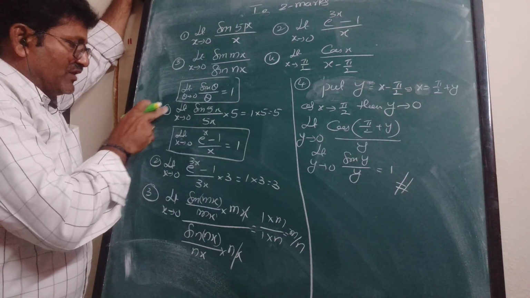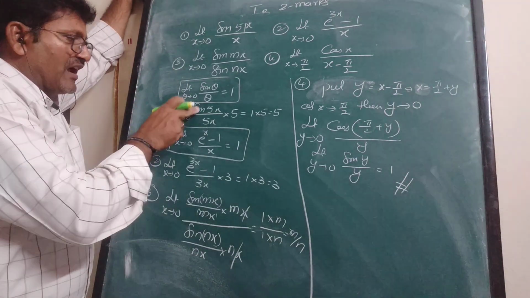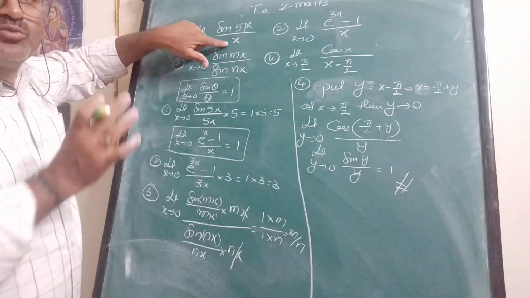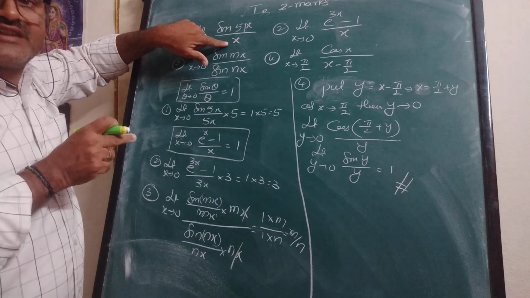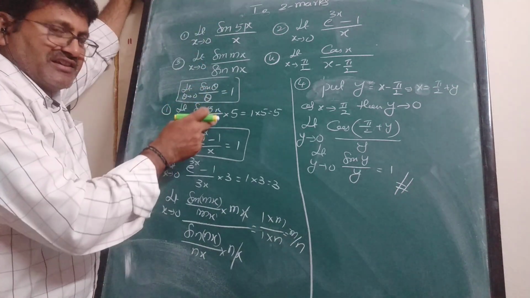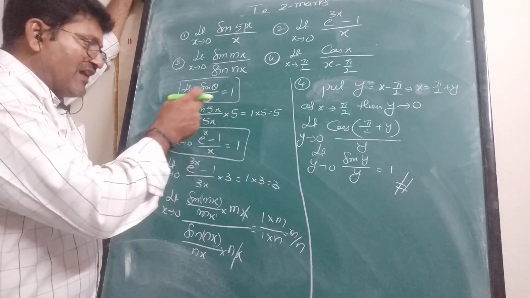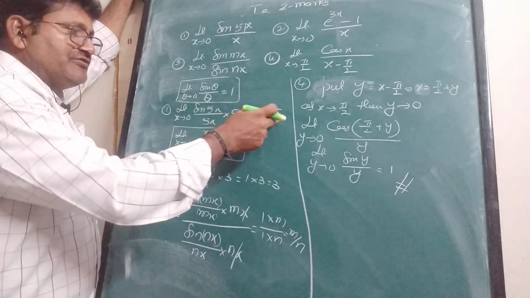First one, limit x tends to 0 sin 5x by x. How much is required to make the angle and the denominator both equal? 5 is required. So 5 is multiplied and divided here. It becomes sin 5x by 5x into 5. This value is up to here 1. 1 into 5 is your answer.